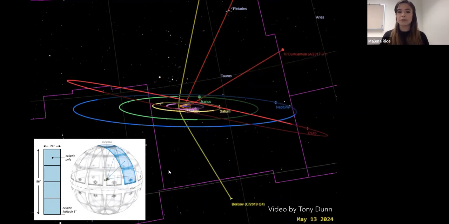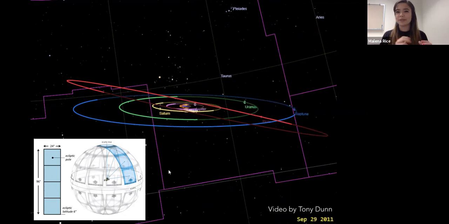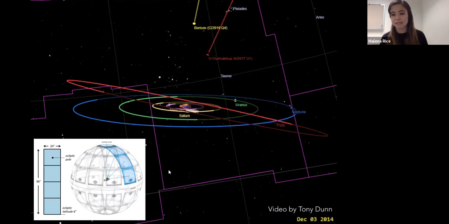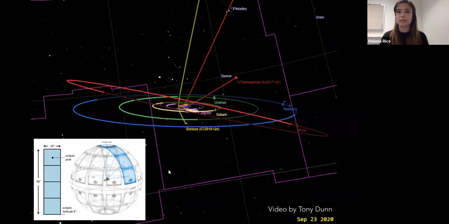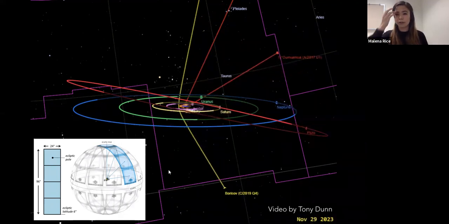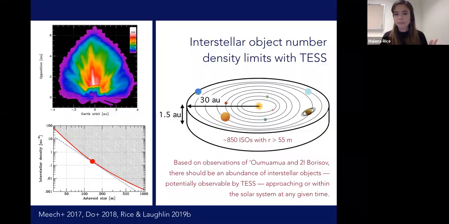And that's not actually too far off from the TESS continuous viewing zone, which is where TESS takes 350 days of continuous observations. So this could actually be a really good place to search to understand occurrence, or to place constraints on interstellar object occurrence rates.